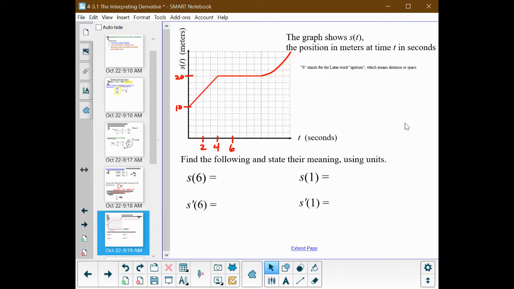What I'd like you to do is to just pause the video, find S of 6, S of 1, S prime of 6, and S prime of 1, and state their meaning using units.